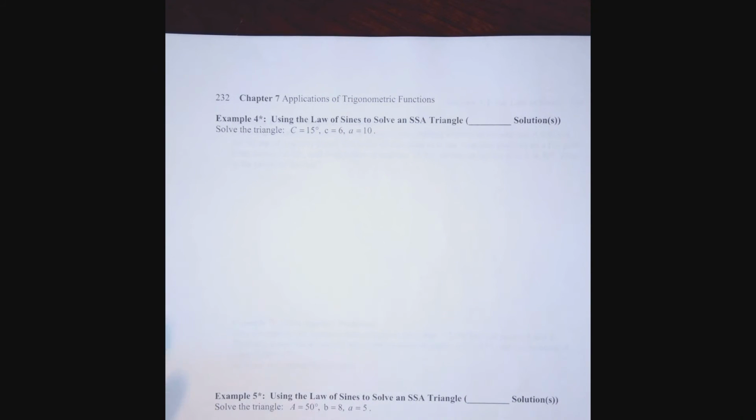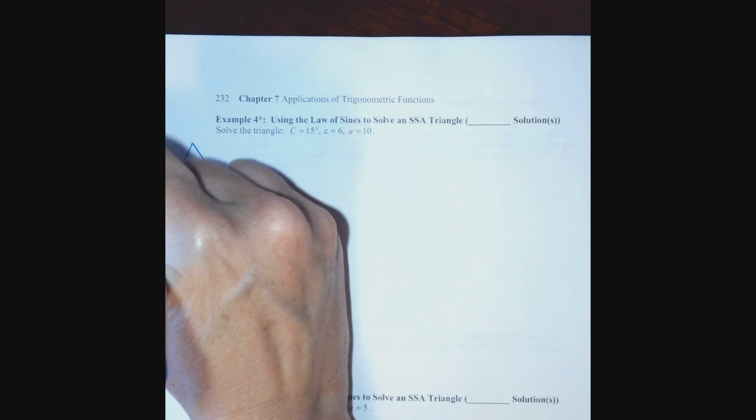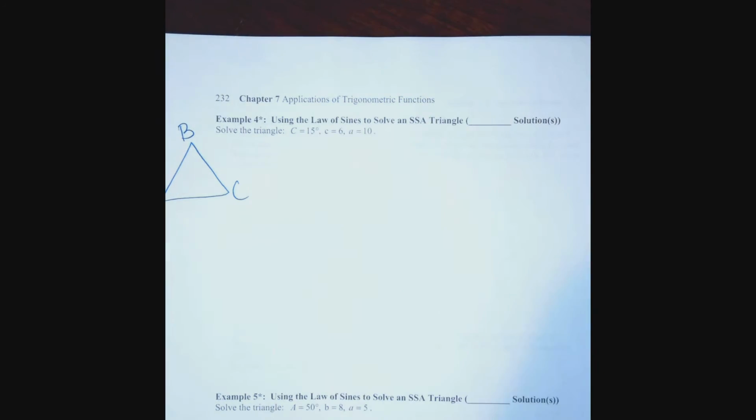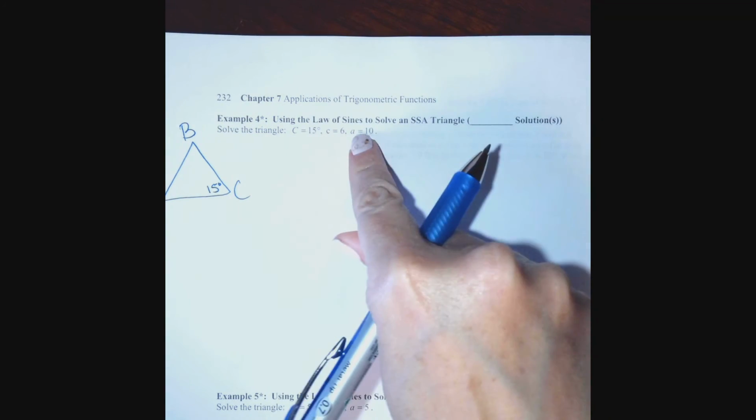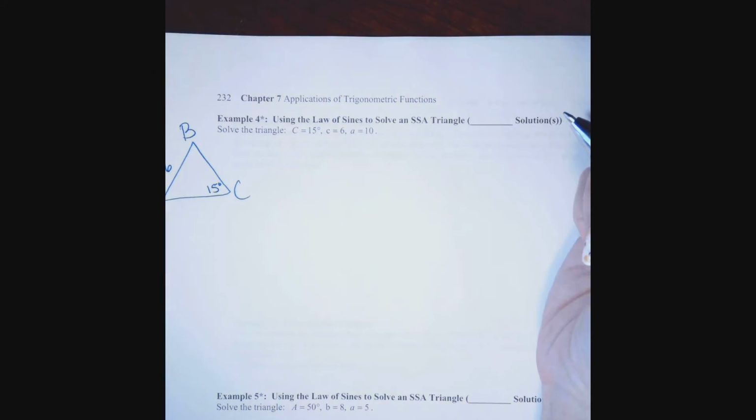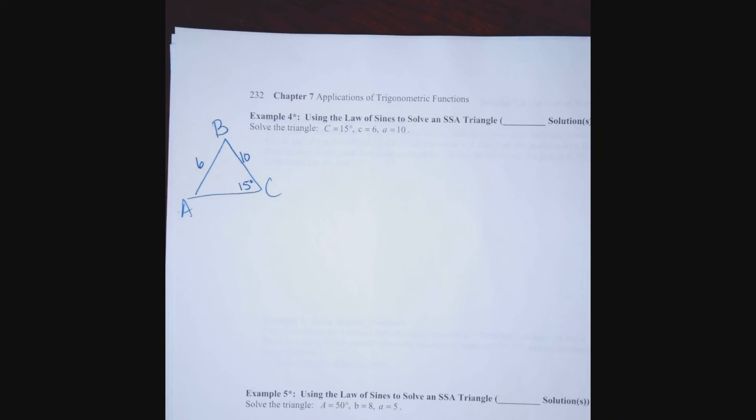All right, let's look at another one. Side-side-angle, that's my ambiguous case. How many solutions does this one have? Let's check it out. Sketch our triangle, and I'm going to do a better job of labeling this time. Angle C is 15 degrees. Side C is 6. That's the pair I know. Side A is 10. So I've got side-side-angle. This is ambiguous. I could have 0, I could have 2, I could have 1. I don't know yet.